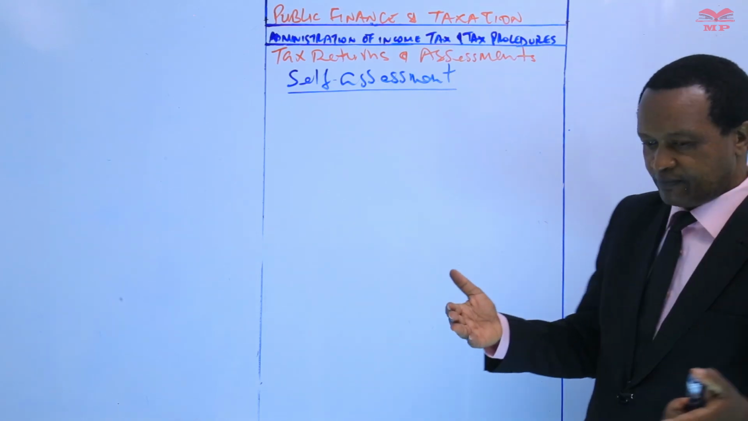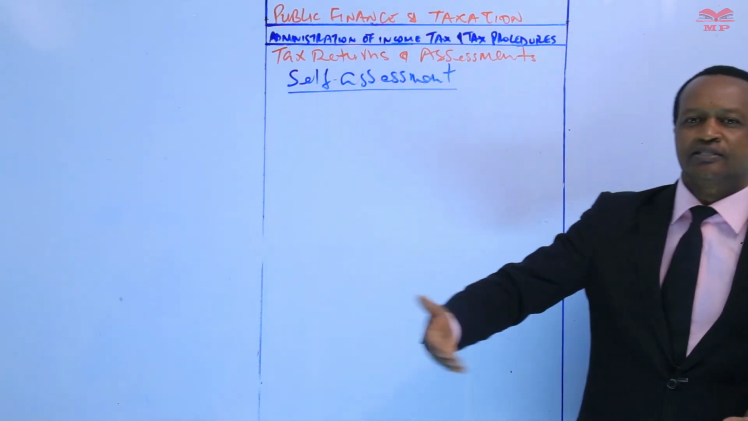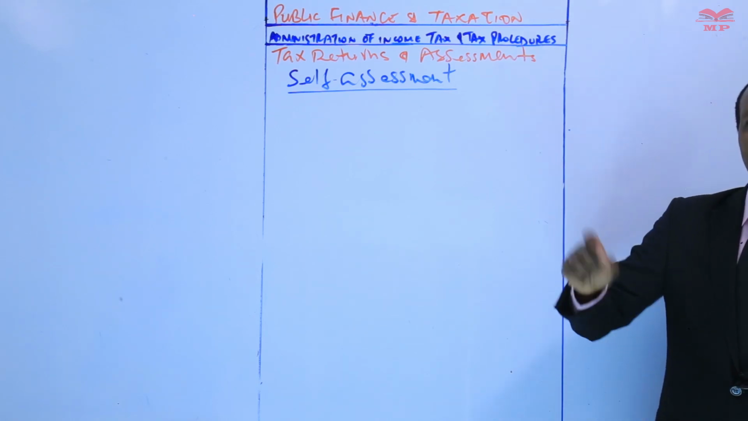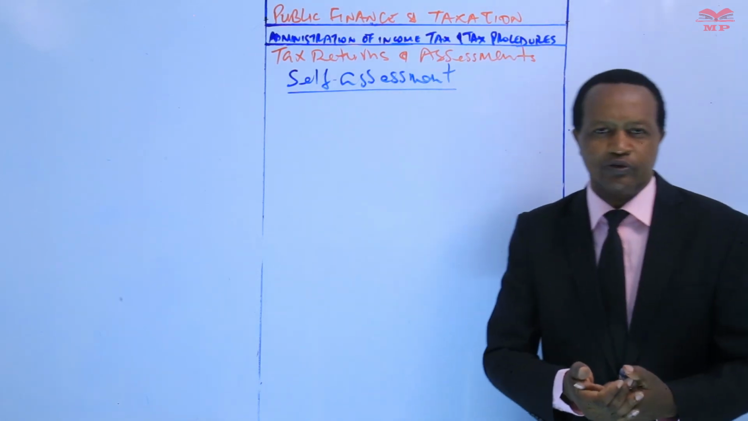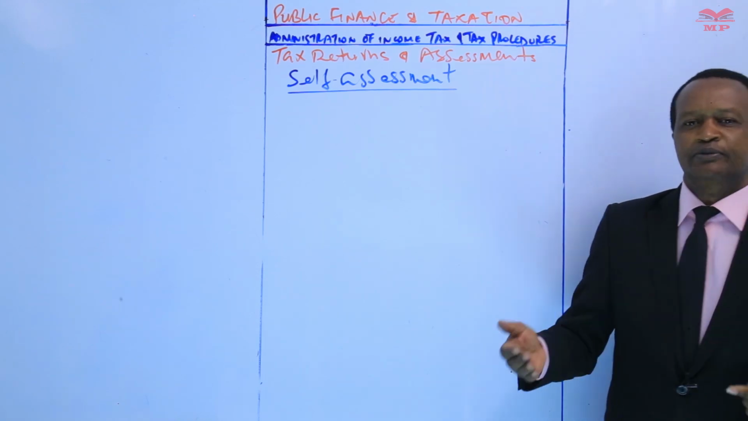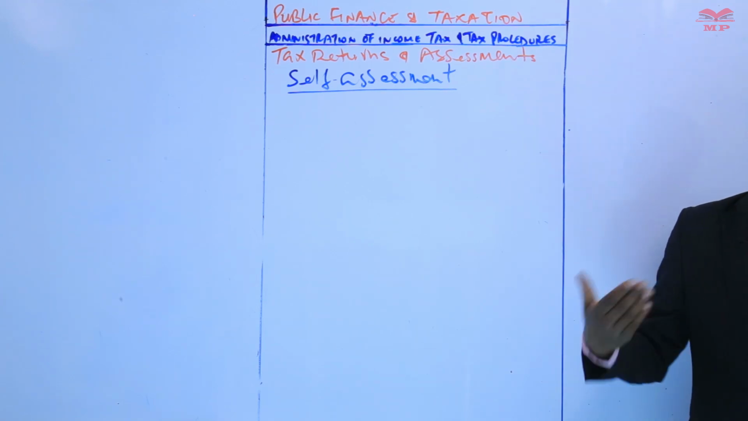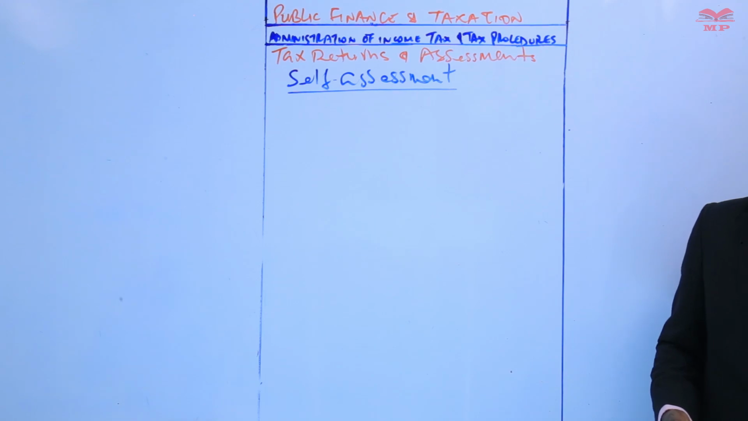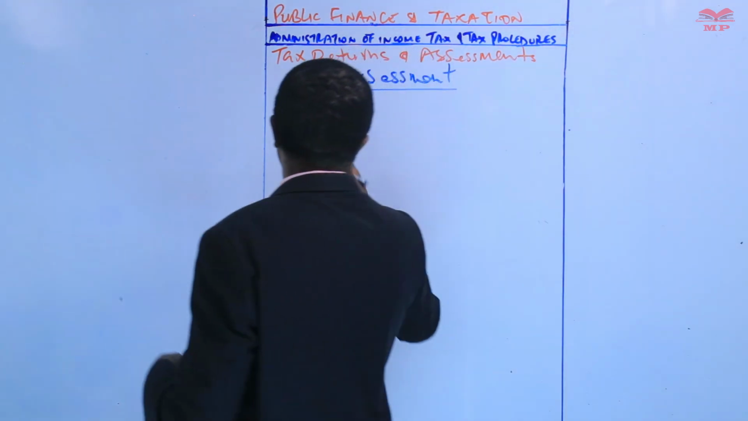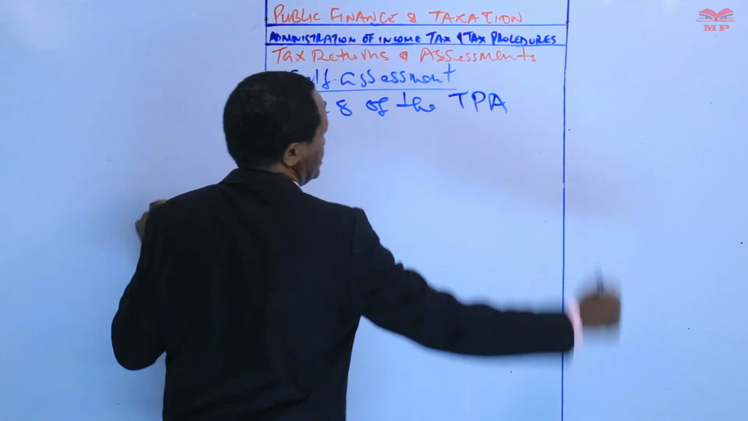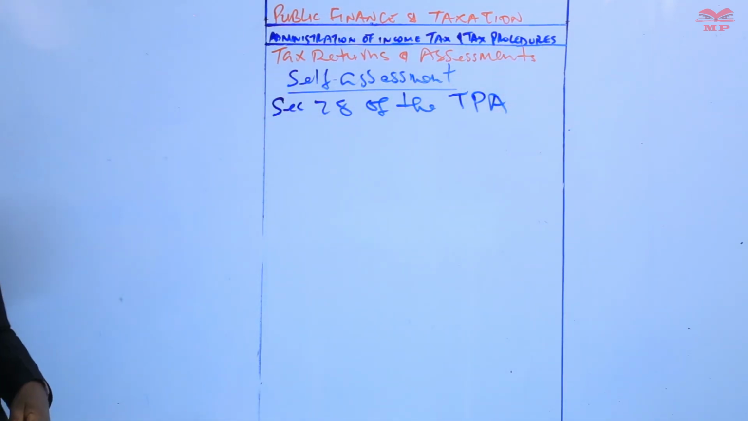And when a taxpayer submits a self-assessment return in the prescribed form, it is treated as if the Commissioner has made an assessment of the amount of tax payable for that period. All right, for that given period. That is the meaning of self-assessment. That is Section 28 of the Tax Procedures Act.